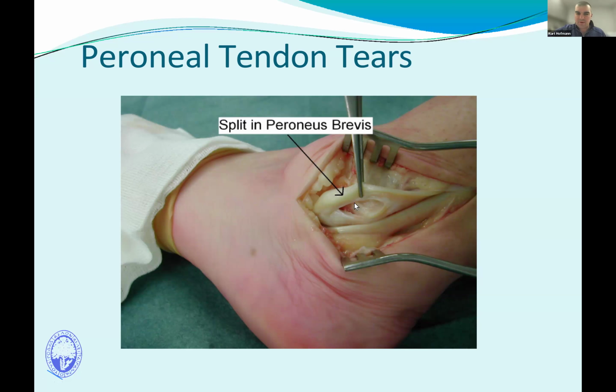And then the last thing you want to evaluate, after you repair the tendons themselves, is to go in and make sure that they will stay stable within the fibular groove, and address that superior peroneal retinaculum if need be.